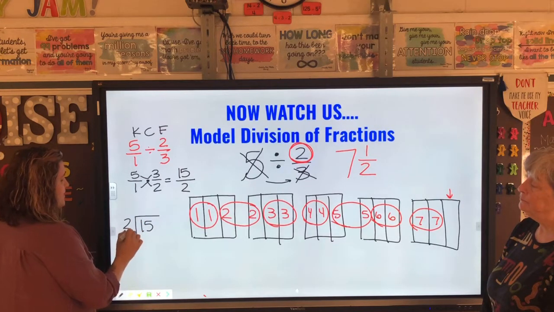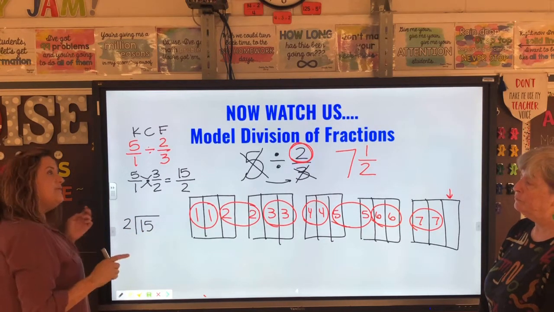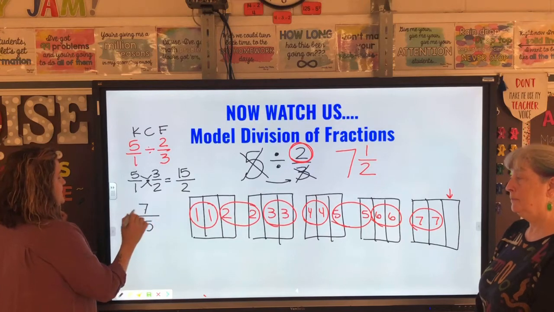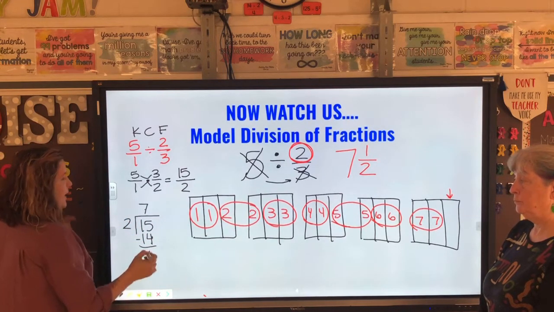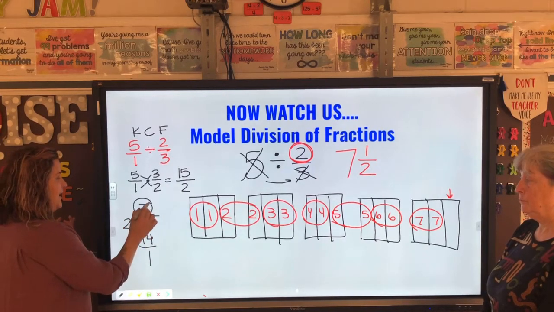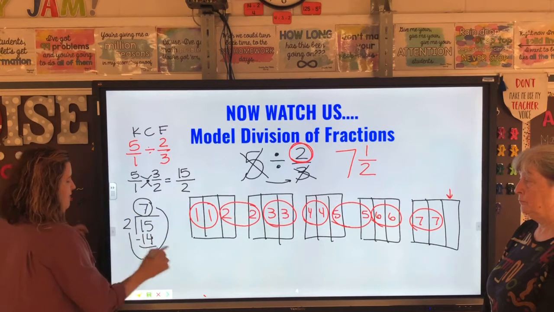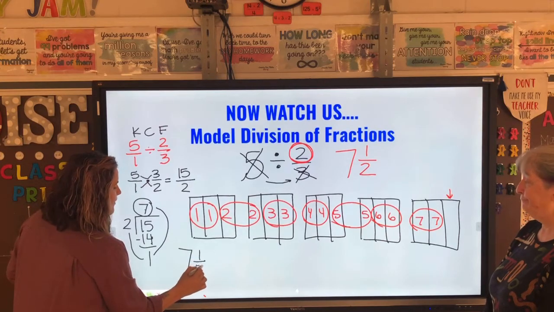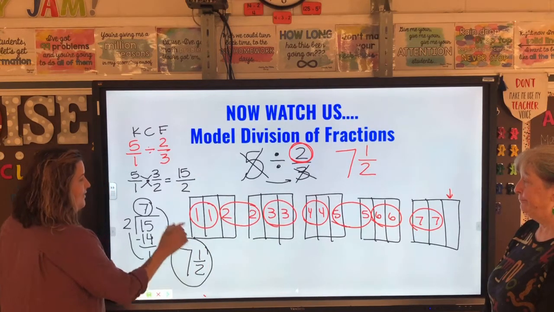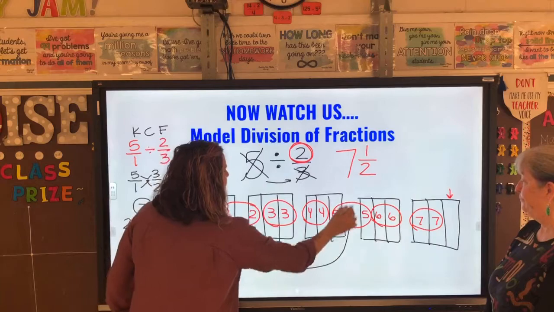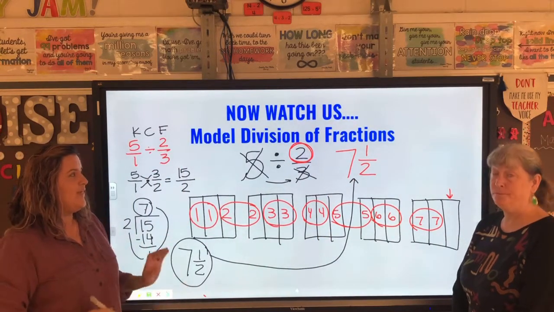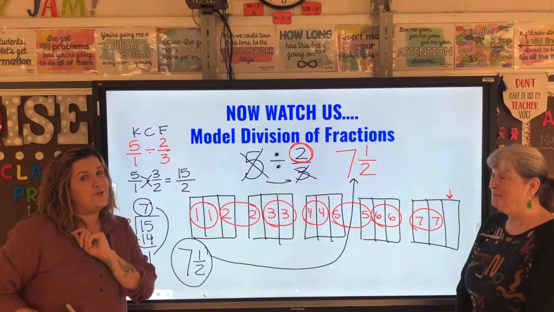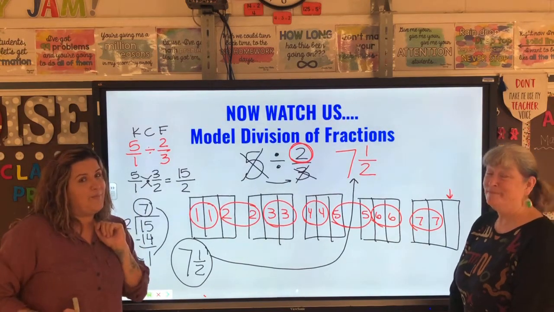15 divided by 2. 2 goes into 15 7 times. 7 times 2 is 14. 15 minus 14 is 1, and looky there, 7 and 1/2. The math I did matches that model I did. So just be careful with that denominator. That's why we get rid of those ex-boyfriends and ex-girlfriends, so they don't come back to haunt us.